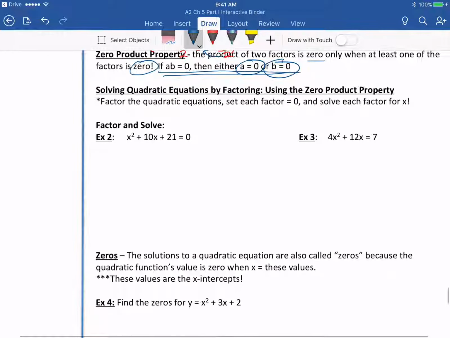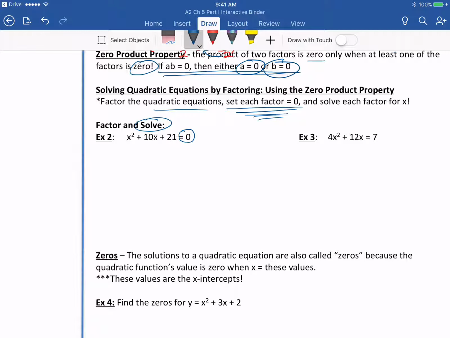All right, so for solving by factoring, we're going to factor the quadratic equations, and then we're going to set each factor equal to 0. That's the main part. All right, so for this one, notice that this actually has an equal 0 here. So that's when you're asked to factor and solve: when it's equal to 0.